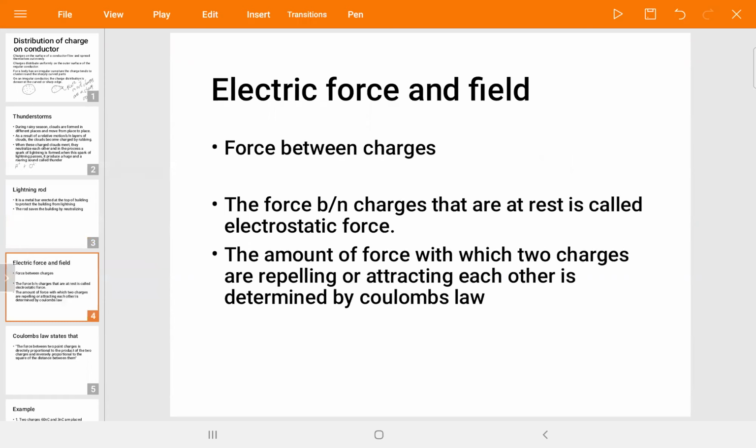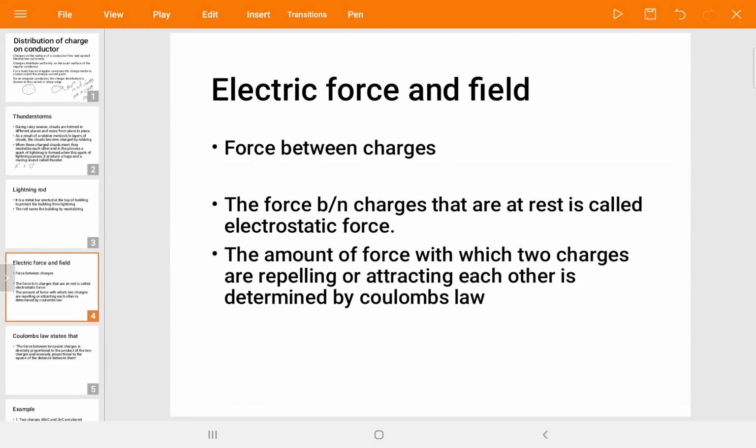The other topic is electrostatic force. We said that even though charges are not in motion, they will have some properties. One of the properties is electric force. This electric force is a force that exists between charged bodies. If we have two charged bodies, the two bodies may carry the same charge or different charge. Whatever the sign of a charge, there will be an electric force or electrostatic force that exists between charged bodies.